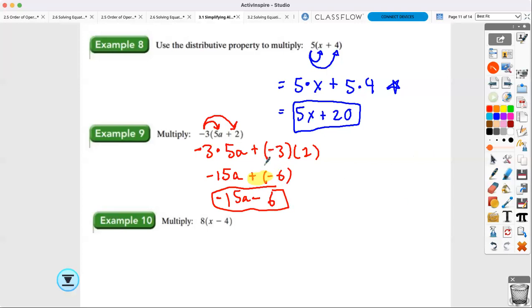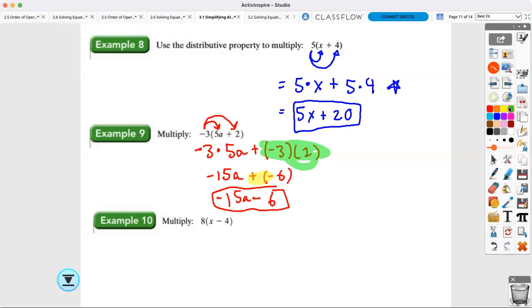Now, if you knew negative 3 times 2 was going to give us a negative 6, you could have just skipped this step if you wanted to. I want you to know that it is okay to separate them. All right. Any questions so far?